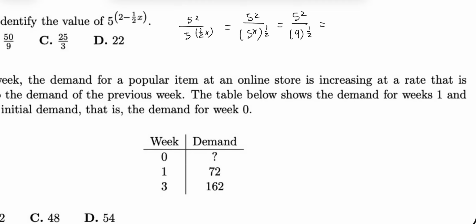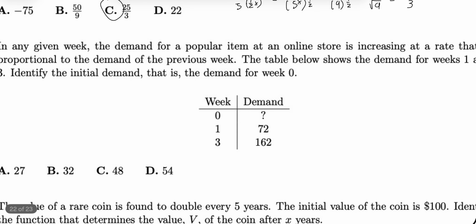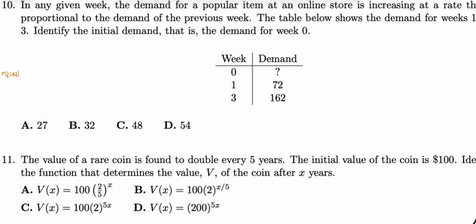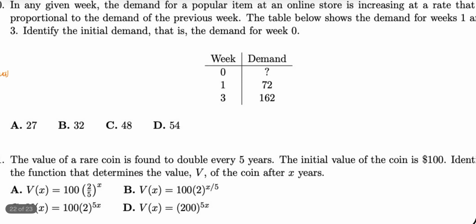So we're going to use the rational exponent property. We have 5 squared here over the root of 9. And then we're going to evaluate the numerator and denominator. That's 25 over just 3. That's just option C.